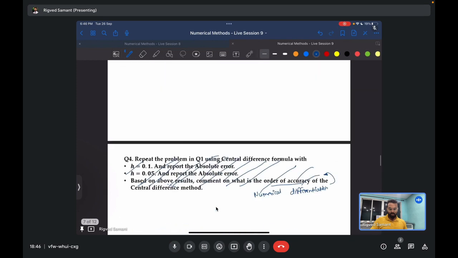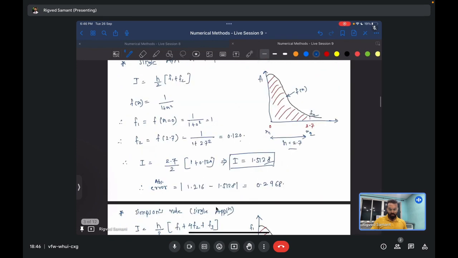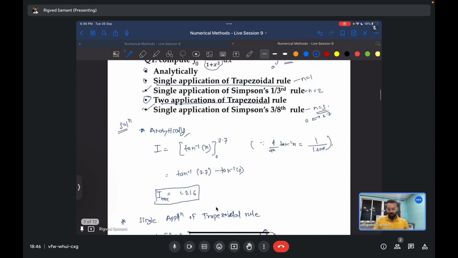So these are all the questions I had to discuss. We started with the Newton-Cotes formula, and then we discussed the three methods that can be derived from the Newton-Cotes formula. The Newton-Cotes formula is a generalization formula derived from Newton's forward interpolation series. If you put n equal to 1 in the Newton-Cotes formula, you will get the trapezoidal rule. If you put n equal to 2, you will get Simpson's 1/3 rule. If you put n equal to 3, you will get Simpson's 3/8 rule.